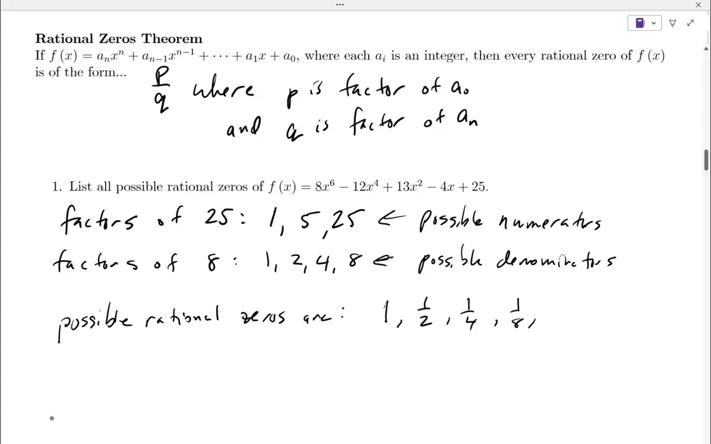What other fractions can you make? You're going to make a 5. What else can we do? 5 over 2, 5 over 4, and 5 over 8. Using the 5 as a numerator, right? That's an ugly looking 5. And then finally, what are the other ones we could make? Good.